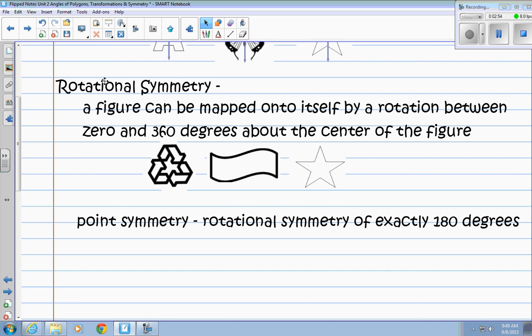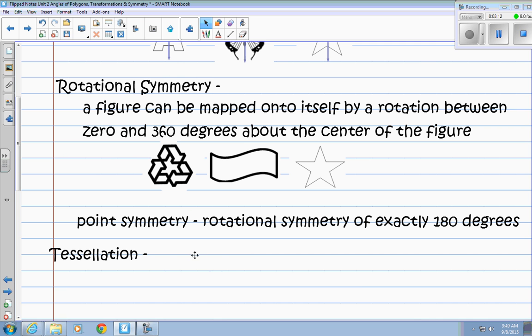Point symmetry is a specific type of rotational symmetry where the figure can be rotated exactly 180 degrees and only 180 degrees. So this kind of banner or flag shape has point symmetry.